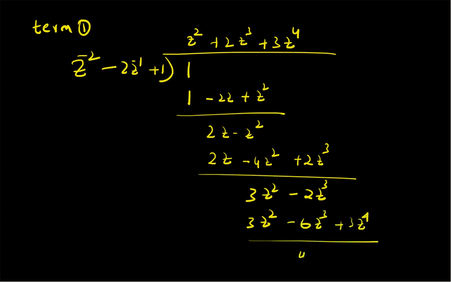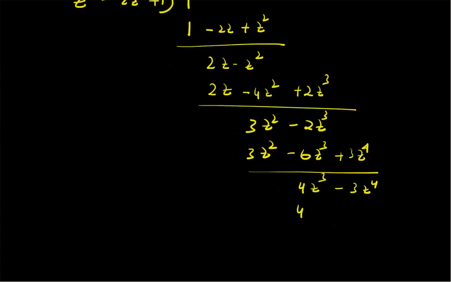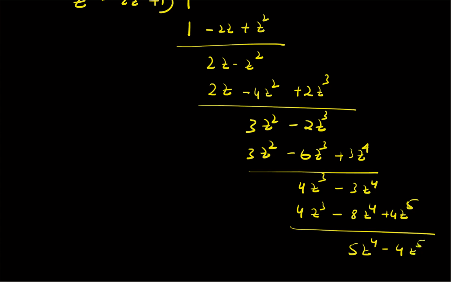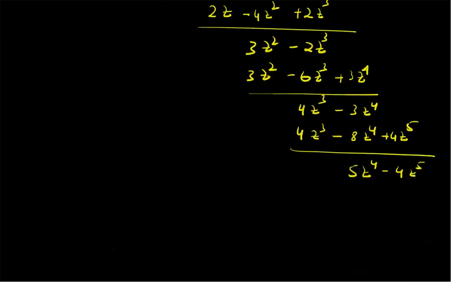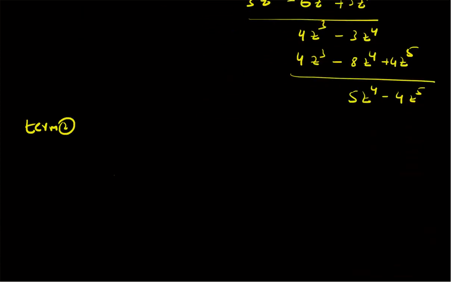The difference is 4z^3 minus 3z^4. So the term here will be 4 times z^5. So 4 times z^3 minus 2 into 4, so 8z^4, and then plus 4z^5. So 4z^5. Now the difference will be 5z^4 minus 4z^5. So the next term will be 5 times z^6, and so on. So the division continues.